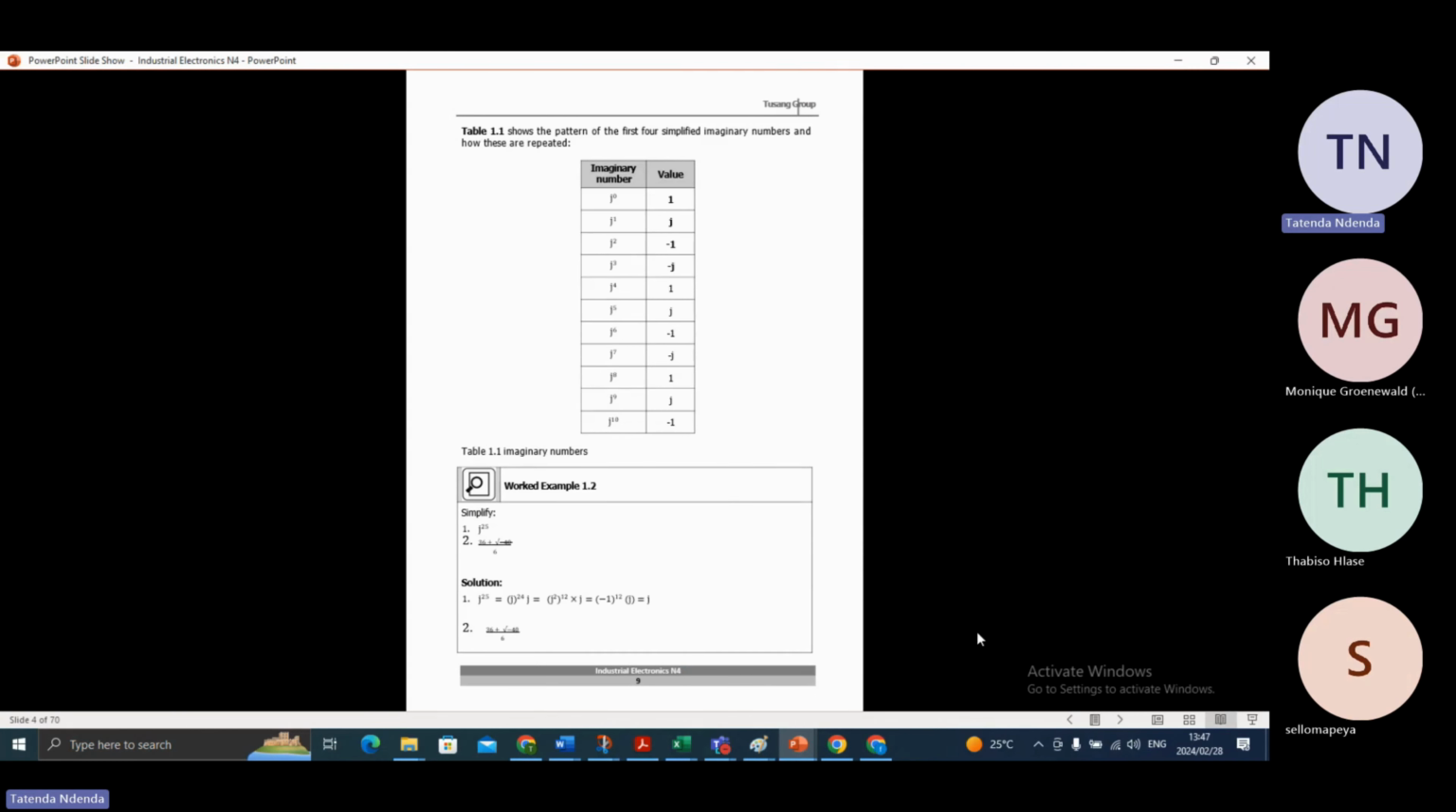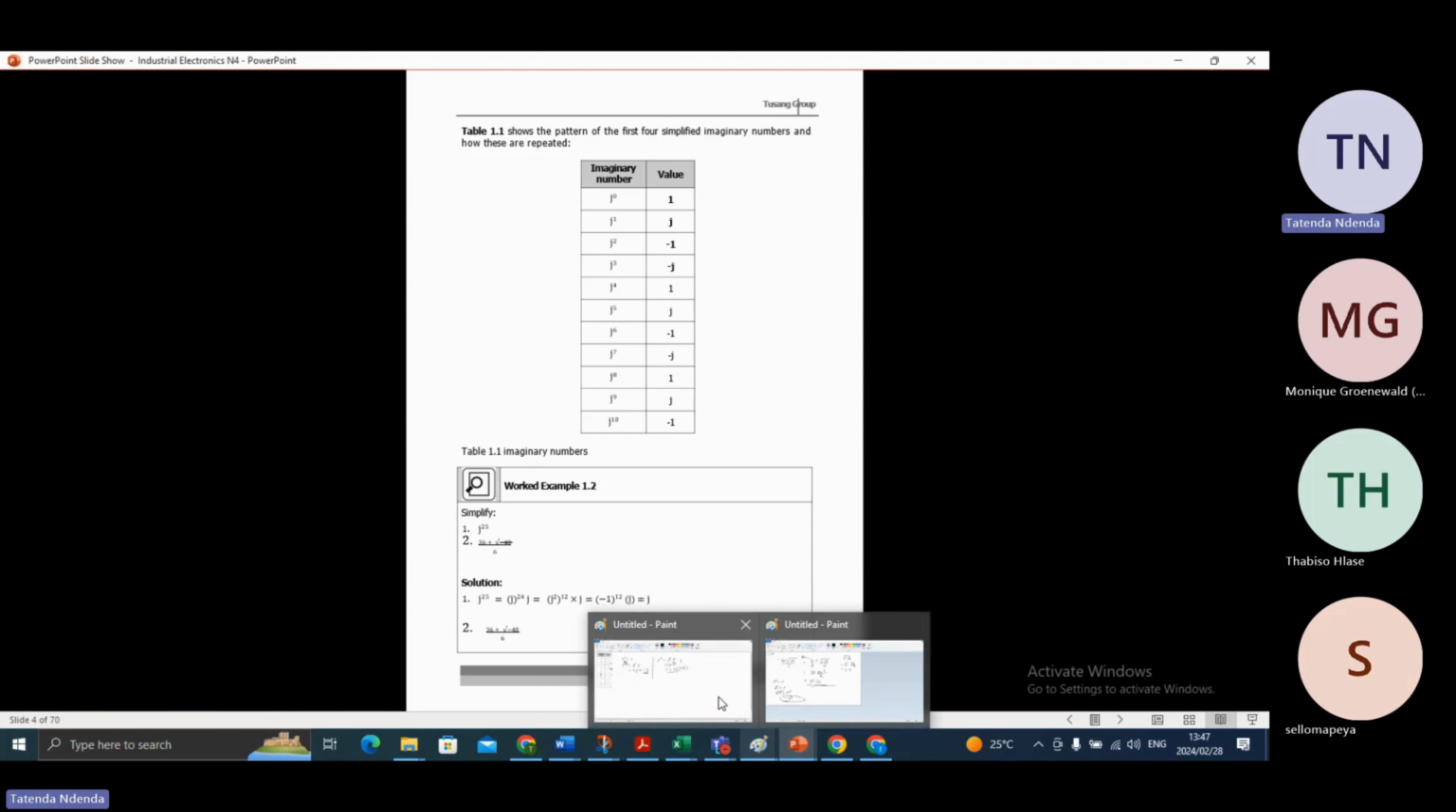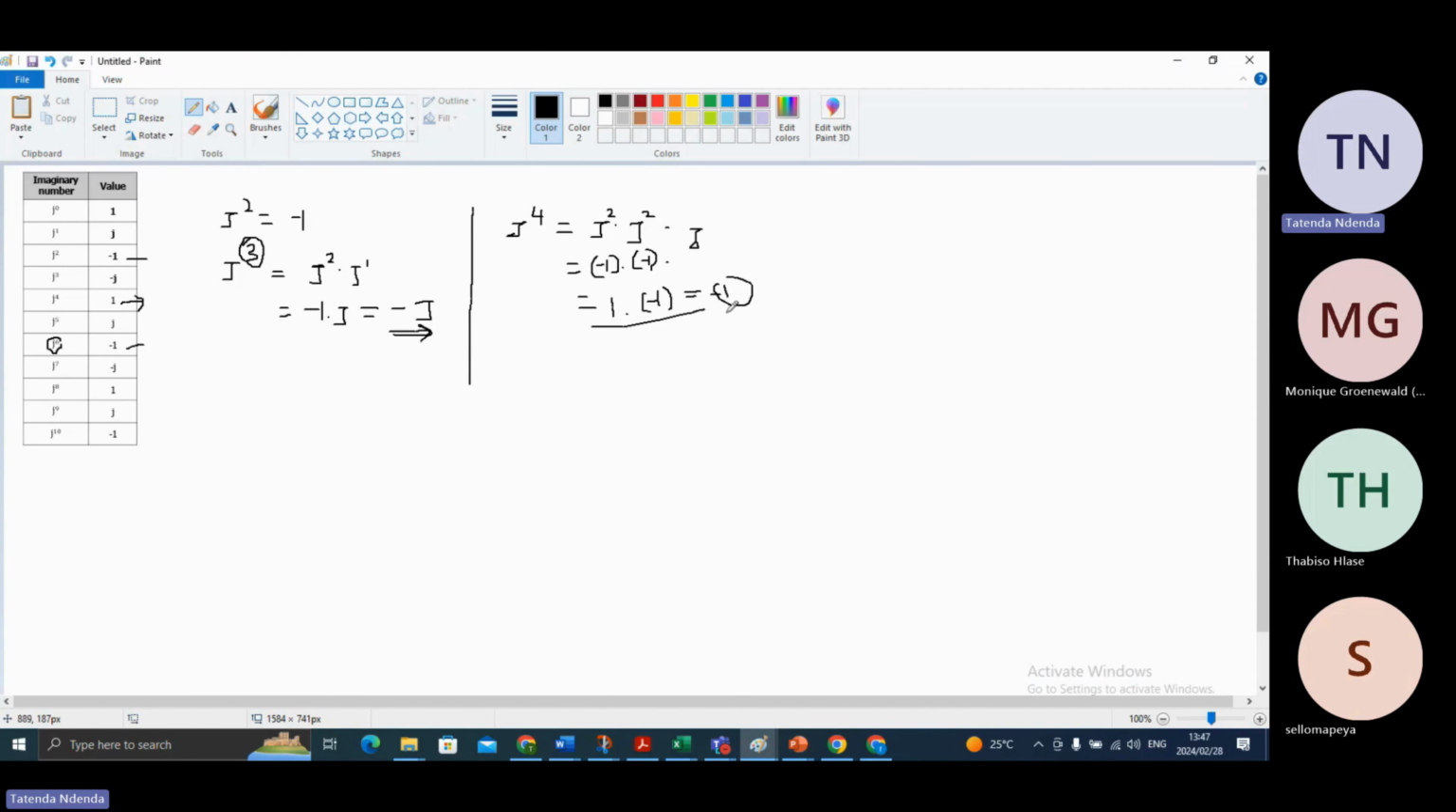So what I want you guys to do, I don't like to just rush things. I want you guys to actually understand. Can you prove for me, from this one going down, why is j to the power 7 equal to -j? Why is j to the power 8, sorry, j to the power 8 equal to 1? Please prove them in your books. I'm giving you 15 minutes to do that.